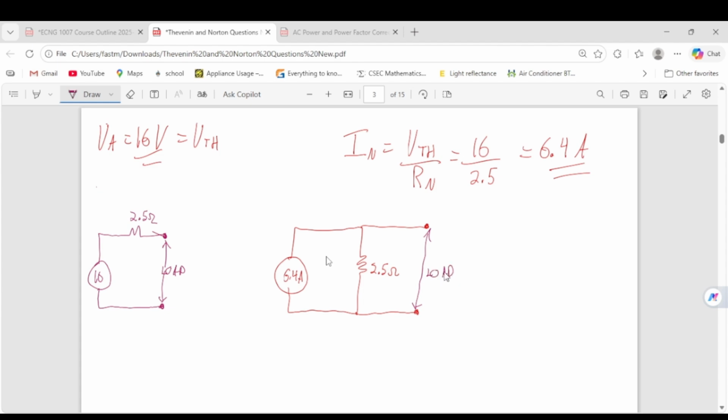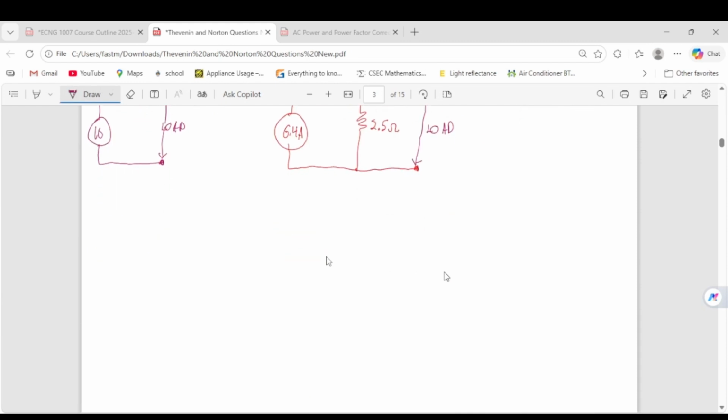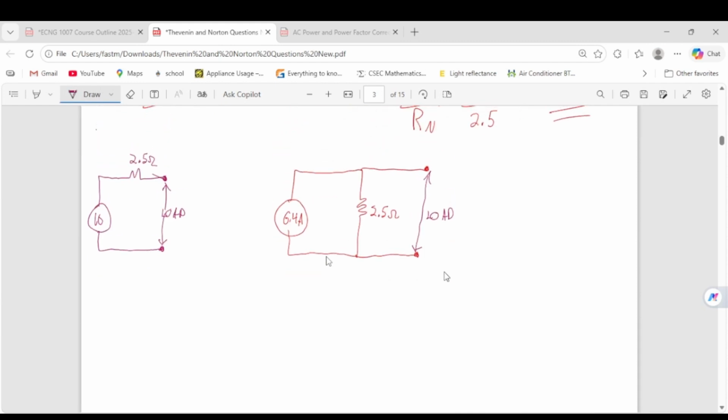Yeah, that's basically it. So just to recap, we have two types of circuits right here. This one here is your Thevenin, and this one here is your Norton. So for the Norton, you need I Norton and you need Rn. I Norton is also called I short circuit. Rn is basically just the equivalent resistance, right?